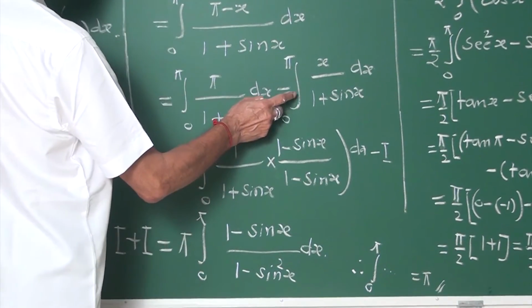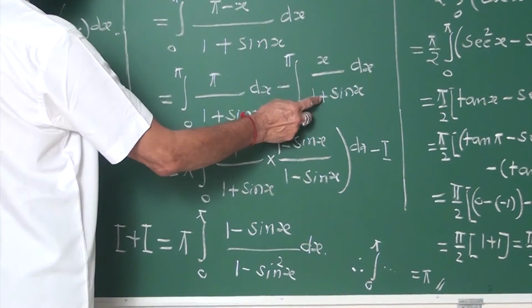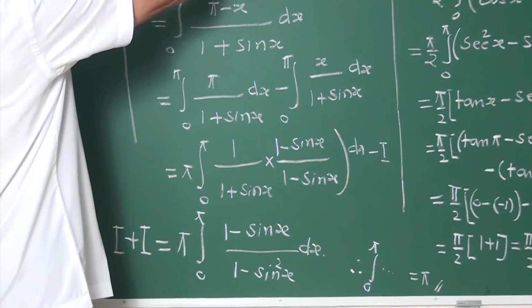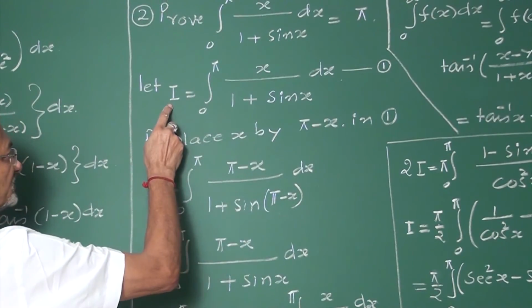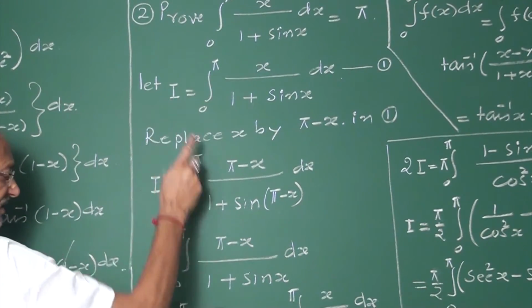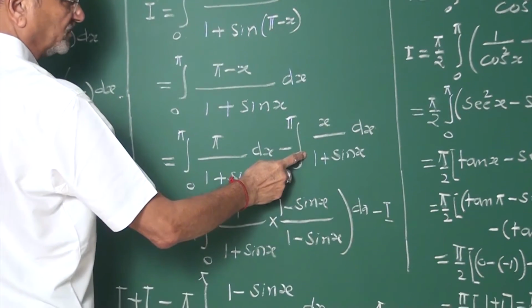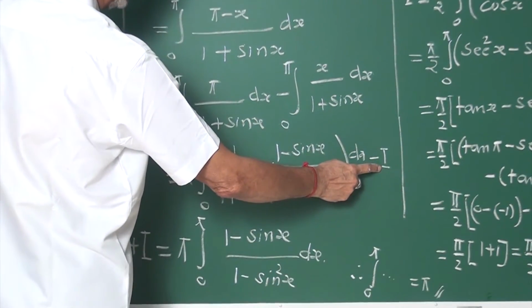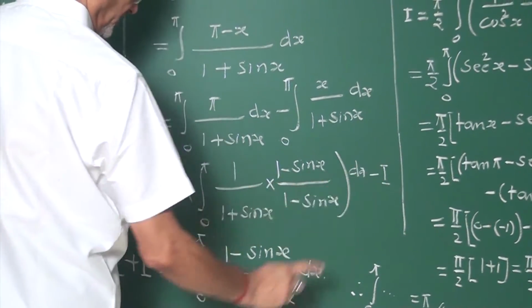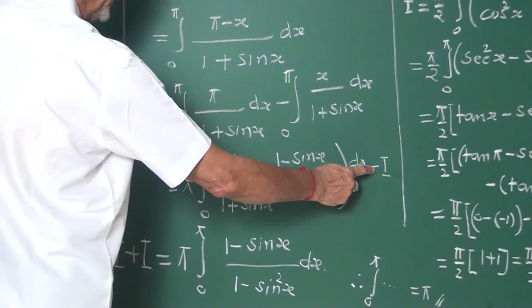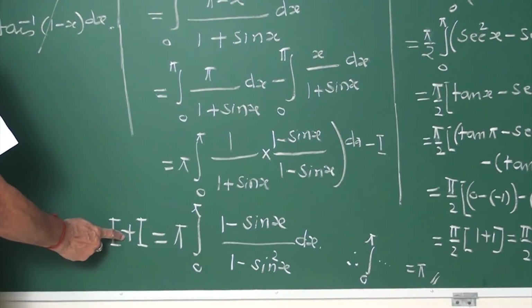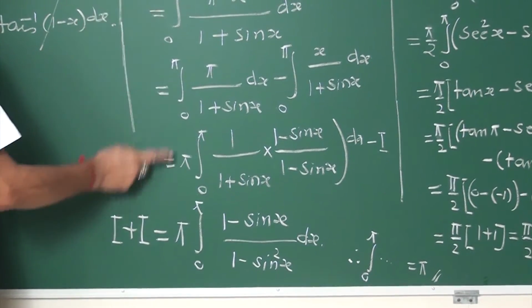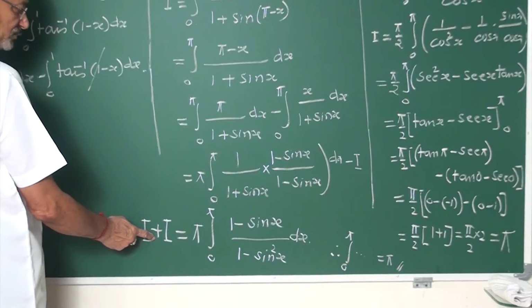Minus, what is this, tell me my friend? It is integral 0 to pi x upon 1 plus sin x. Integral 0 to pi x upon 1 plus sin x is I. This is I. So the value of this integral, we have taken it as I, I have substituted this as I. Then you take this minus I to this side, plus I. Already one I is there. I plus that minus I becomes plus I.